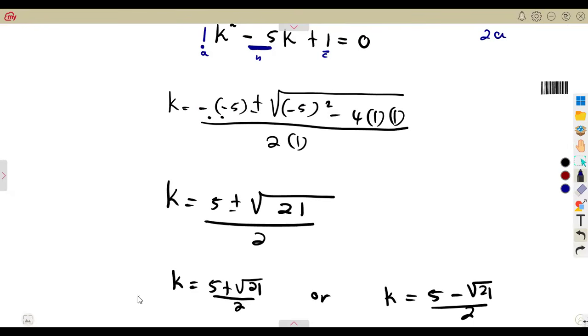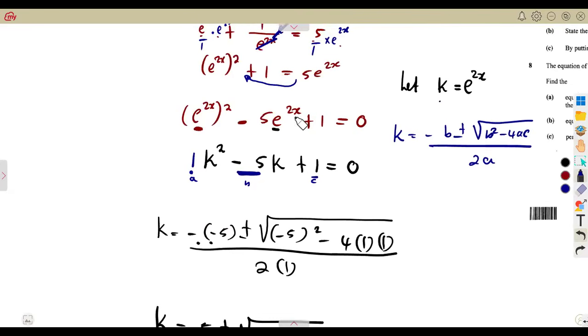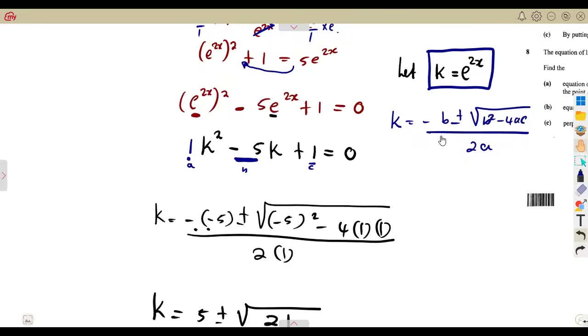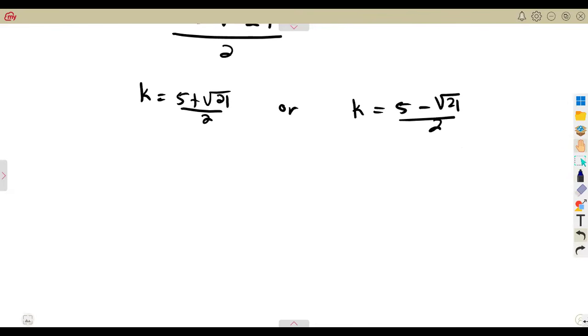We were not given this. No. Our equation is of x. It is carrying x. k is something that you introduced, so you must refer back to the introduction. k is equal to what? This is not part of our equation.